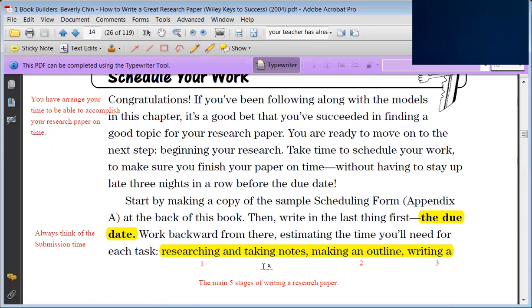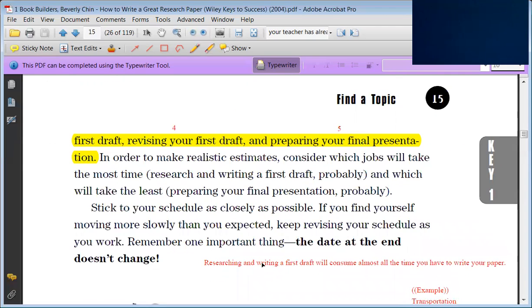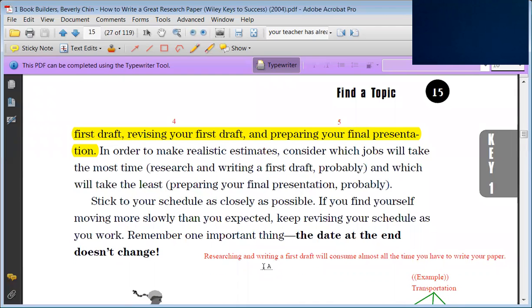So we have to put such things in our mind.